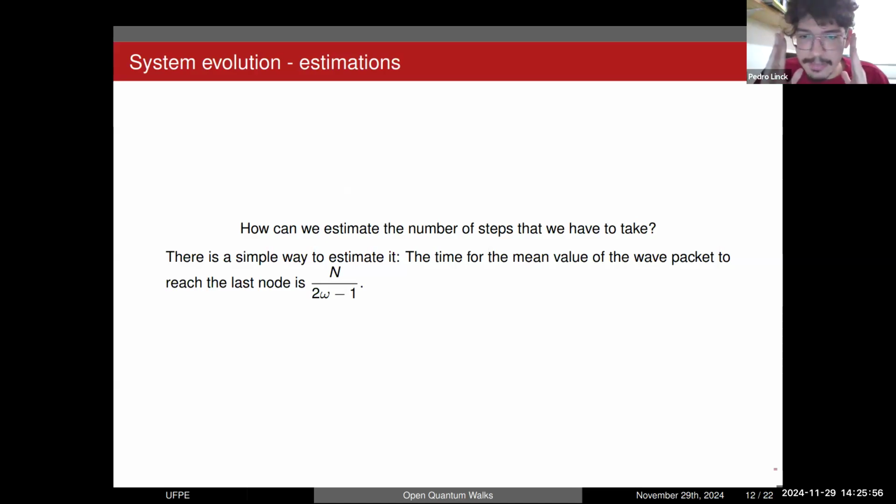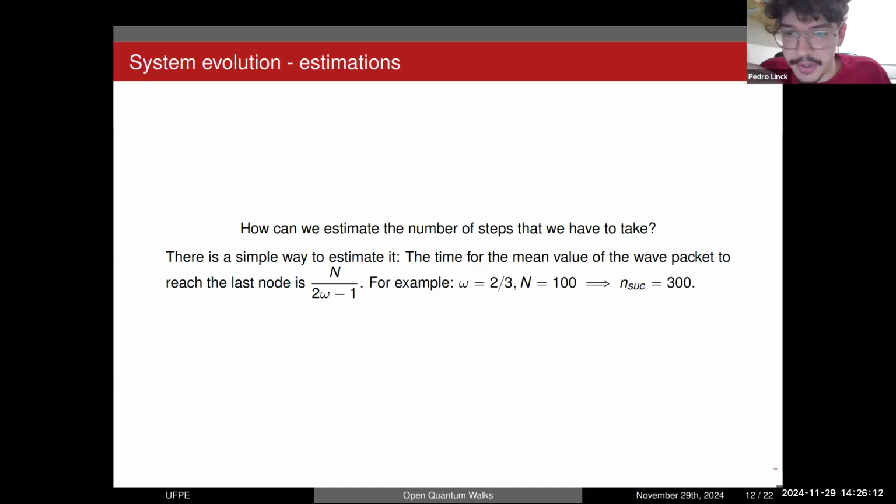The time for the mean value of the wave packet to reach the last node is the distance divided by the velocity. This is the time, okay? And for example, if omega is 2/3 and n equals 100, then we can estimate that in 300 steps, we will have some good probability of detecting our computation. Let's see if this is true.